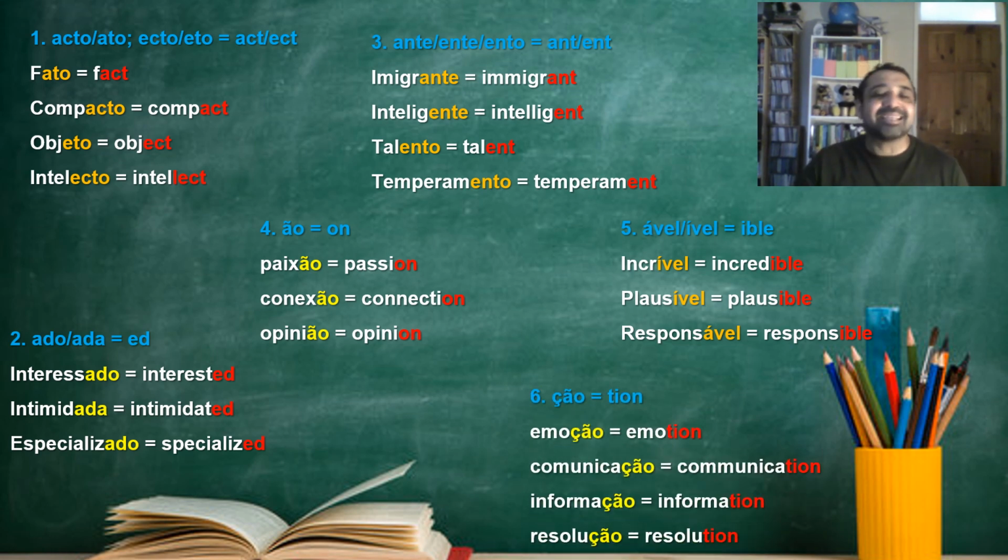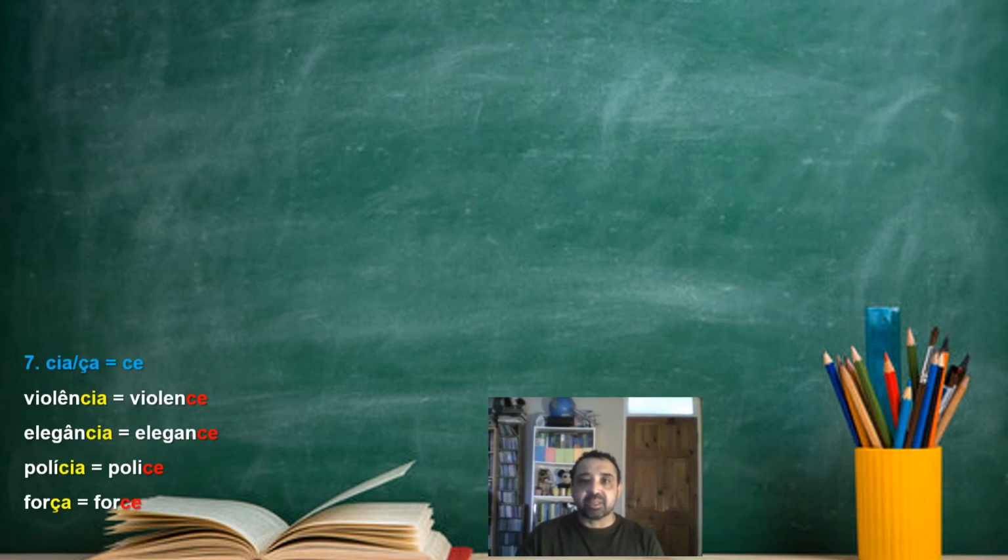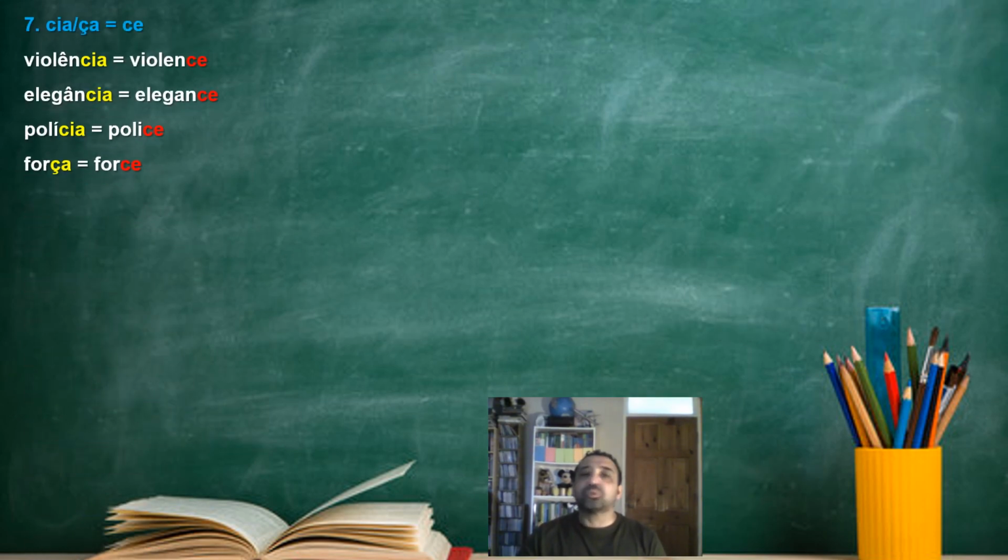Number six is the ending "tion". "Tion" would be in Portuguese "ção", like emotion, emoção, communication, comunicação, information, informação, resolution, resolução. Number seven, words normally ending in "ce" in English become "cia" or "ça" in Portuguese. So violence, violência, elegance, elegância, police, polícia, force, força.